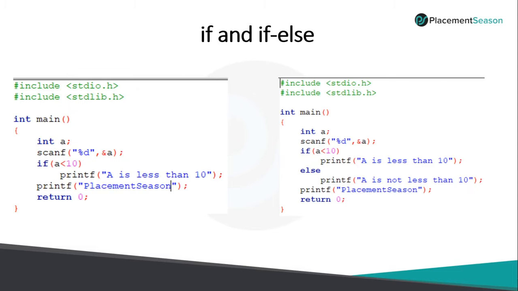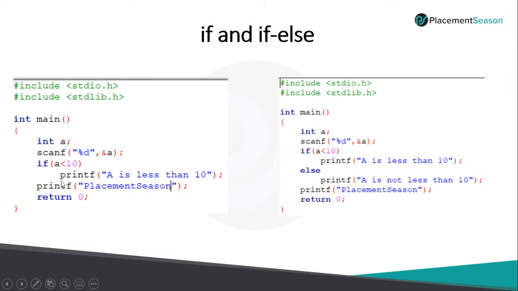It will help you to understand in a better way. So in this example, I have received the input from the user and I am checking whether the input is less than 10 or not. If it is less than 10, I am printing A is less than 10. Then I am printing the placement season. If it is not less than 10, it will directly print the placement season.